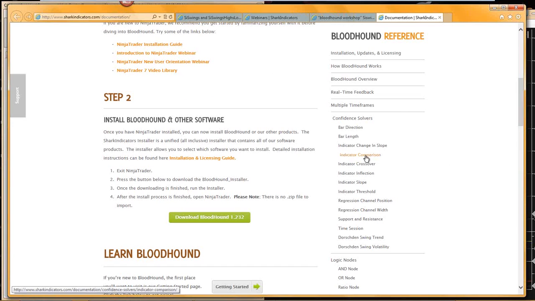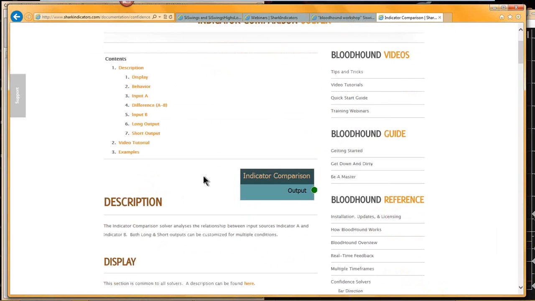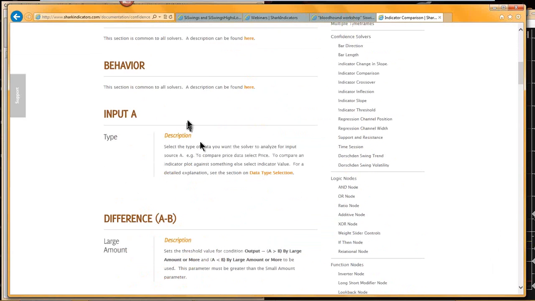So here's the comparison solver information. I can click on that, and if I scroll down, we can see here under input A.